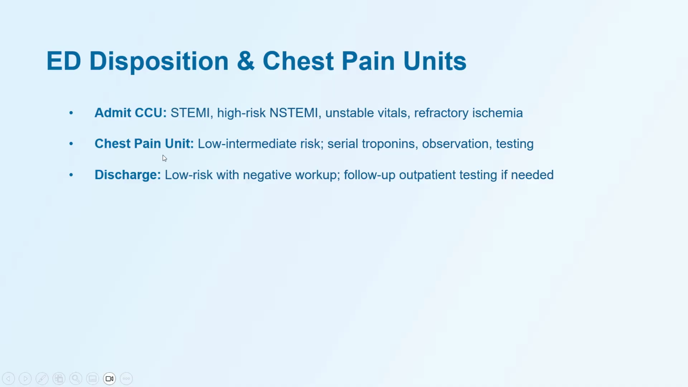Chest pain unit or medicine unit, for low to intermediate risk patients who need observation, those will go to a medical unit. Discharge patients who are low risk with negative workup. You can discharge them home and ask them to follow up with the family doctor to be referred for stress testing or other tests if the family doctor thinks they need it.